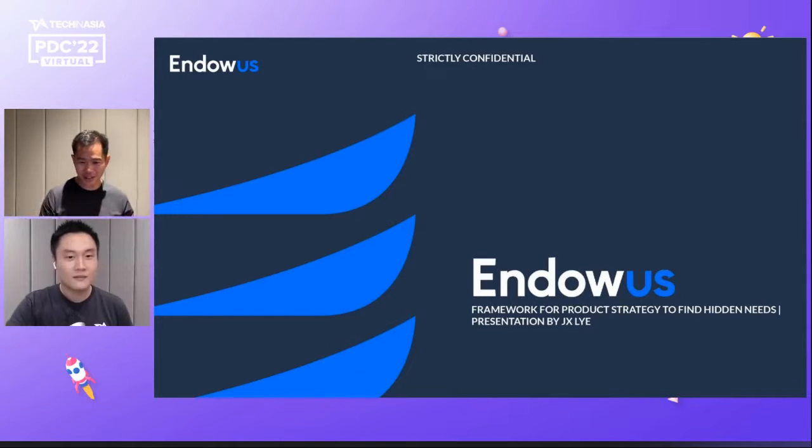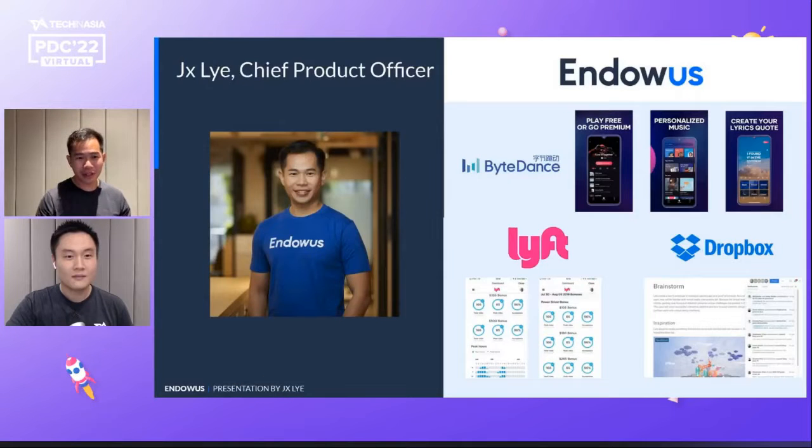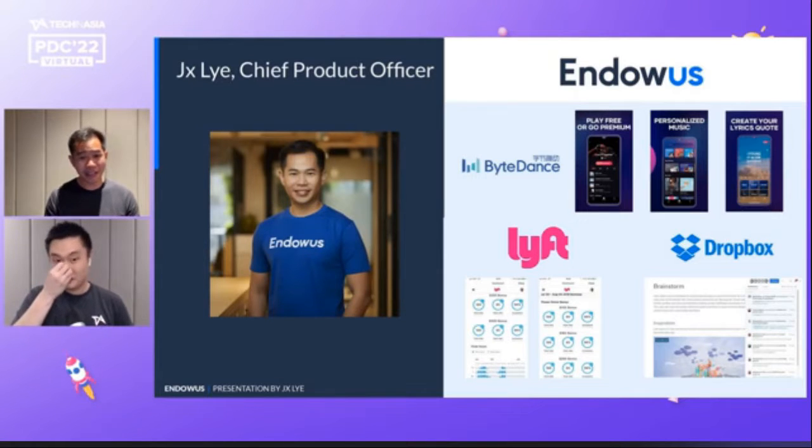Strategy, but I'll get into more of that in a bit. But before that, maybe I thought I can just introduce myself very quickly. I'm JX. I'm currently the Chief Product Officer at Endows.